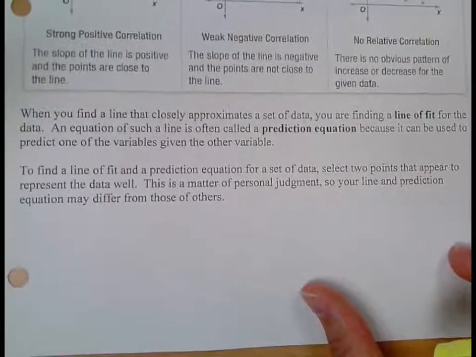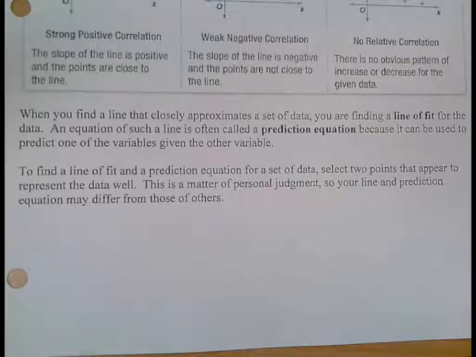So when you find a line that closely approximates a set of data, you're finding the line of fit for the data. And when you write an equation for that line, that's what's called the prediction equation. It's called that since we use it to predict one of the variables given the other variable. Thinking of why you would even use a scatter plot, typically it would be used to predict future occurrences. Maybe a business wants to predict future costs or even future profits. They might have a scatter plot of so many years to predict what's going to happen in the next 10 years or something like that.